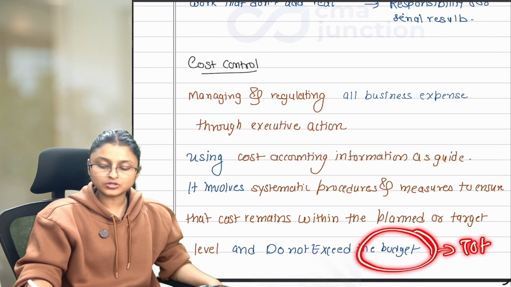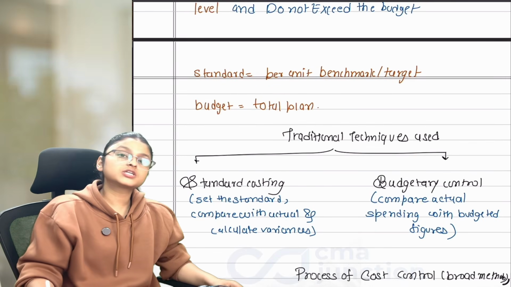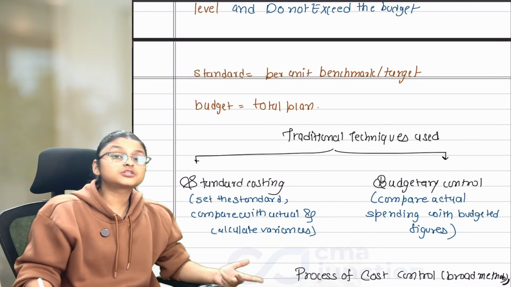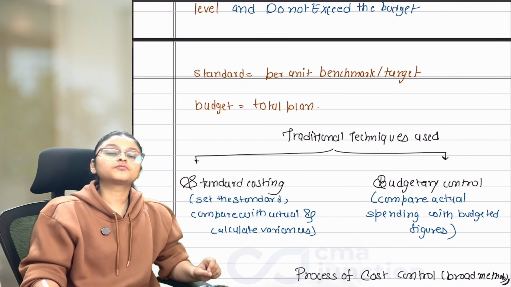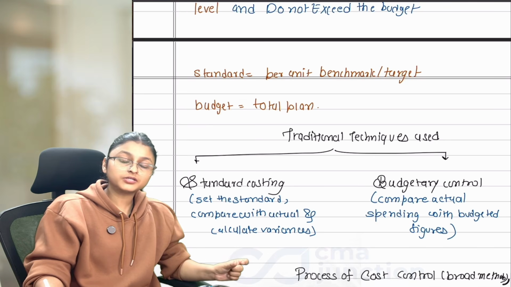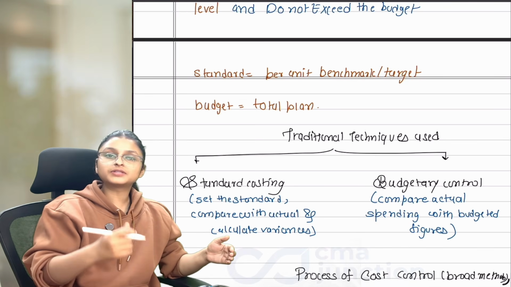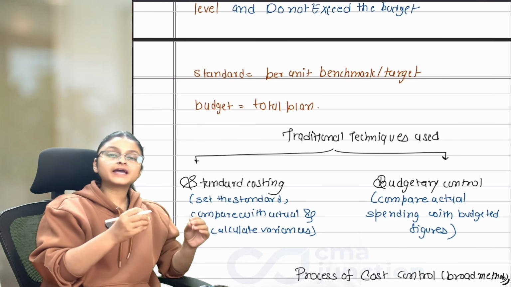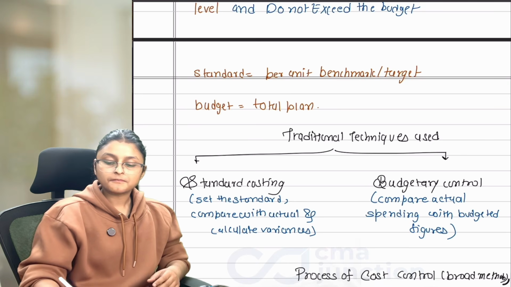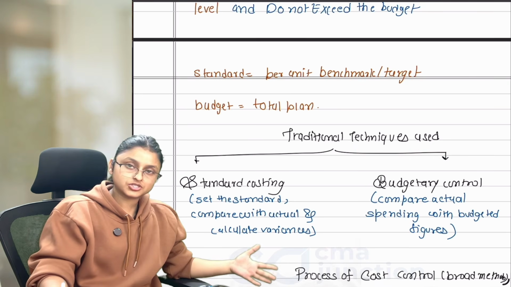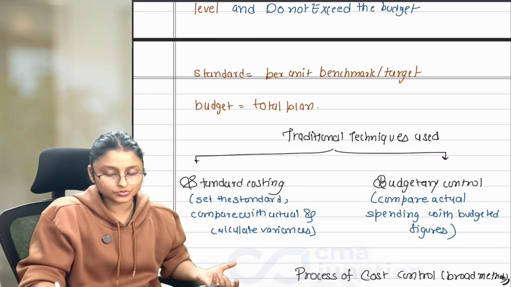Budget is our total plan and standard is our per unit benchmark. Now for cost control, we use two different types of traditional techniques, that are standard costing and budgetary control. Standard costing involves setting standard on a per unit basis for each physical unit, then comparing the standard with the actual, analyzing why the variances are coming and taking corrective actions for the same. Budgetary control involves making the budget, comparing actual with the budget to find out variances and to control them.